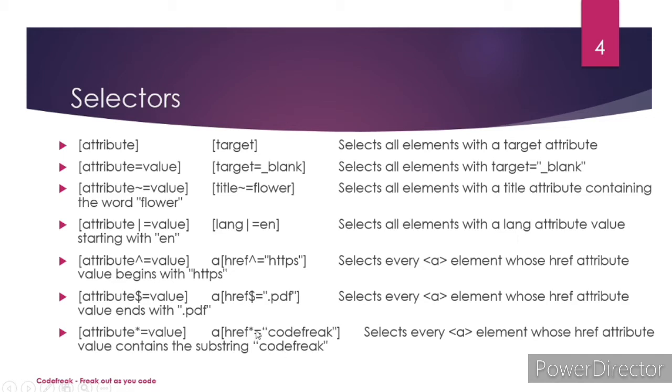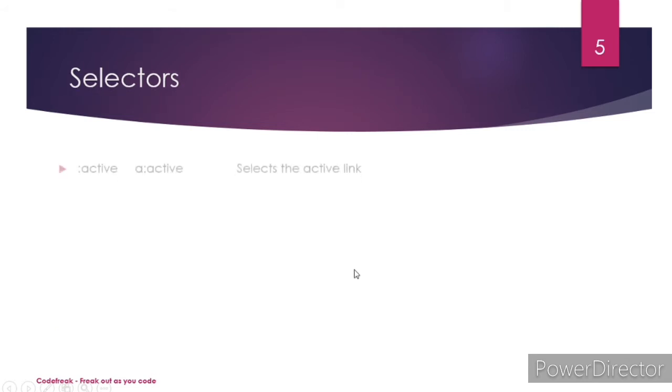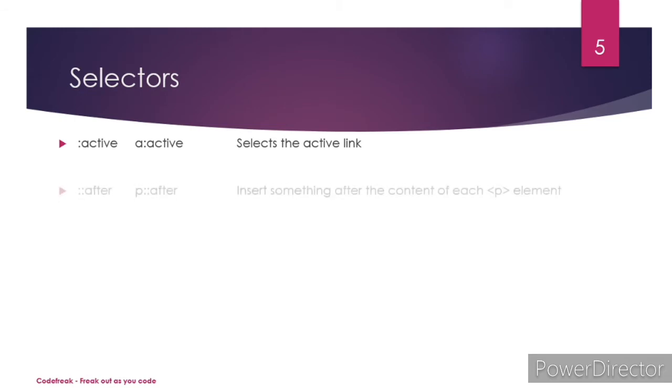This one selects the a element where the href contains a substring like codefreak. So if you have codefreak in your code here, you can actually select that also. Now let us look at other important things here.